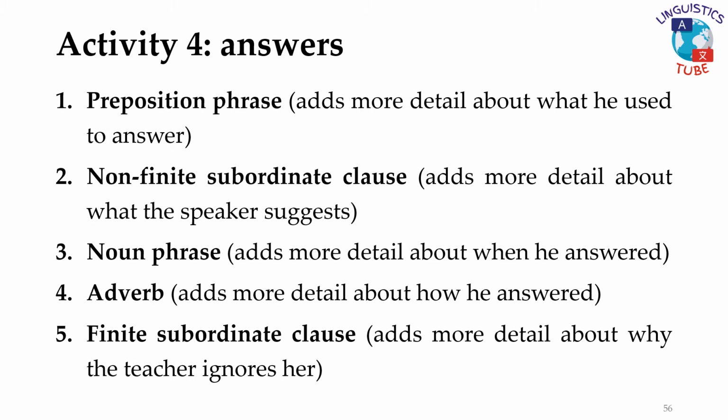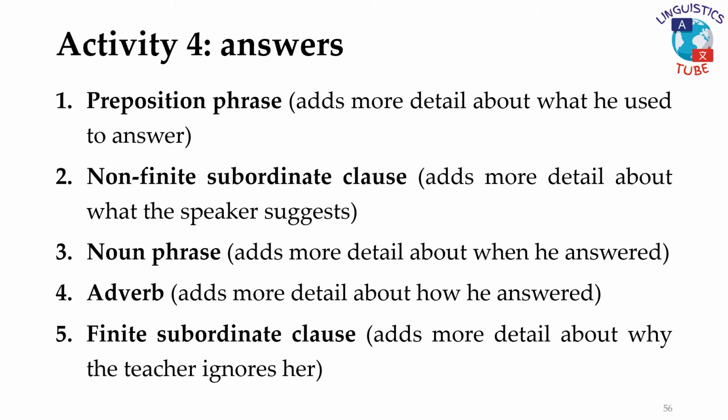And here are the answers. The adverbial in the first sentence is a prepositional phrase. We know it is an adverbial because it adds more detail about what he used to answer. In the second sentence, it is a non-finite subordinate clause. We know this because it adds more detail about what the speaker suggests. In the third sentence, the adverbial is a noun phrase. We know this because it adds more detail about when he answered.